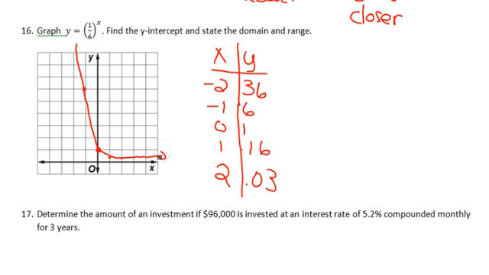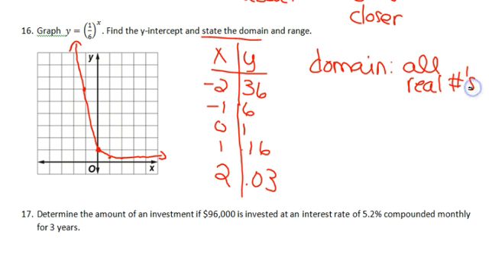So you're going to want to make sure that you include your table of values. They then asked you to state the domain and range. Your domain, which is always your x values, are all real numbers, because x can be anything. I can put anything in for that exponent and I'll get an answer. Your range, which is your y values, if I'm looking at my graph, will never go below the x-axis. It'll never touch the x-axis. So my range is y is greater than 0.